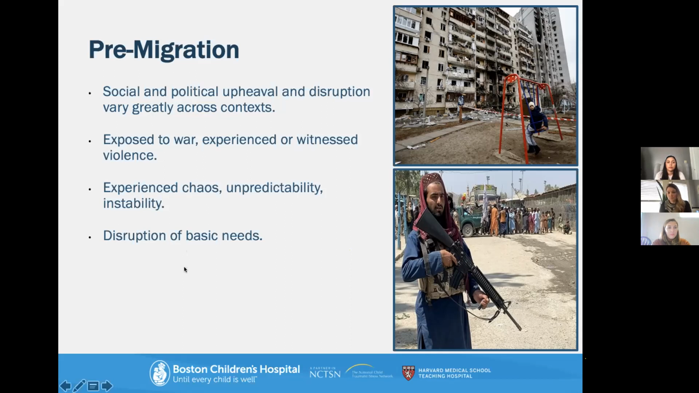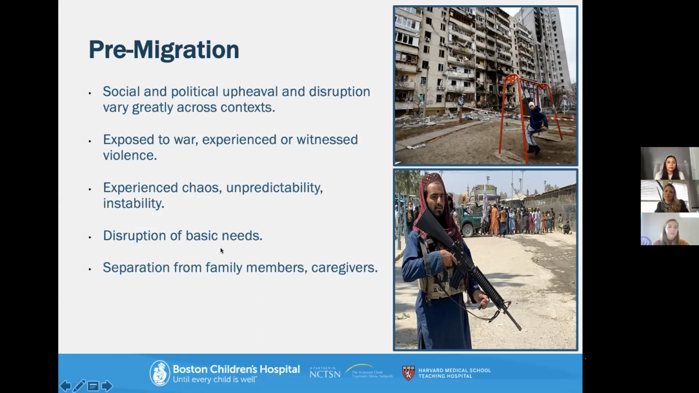There's often disruption of basic needs, right? It's not uncommon for kids to stop going to school, that schools shut down, that there is lack of access to food and shelter, that many live in bomb shelters for sometimes weeks, months, and years. And as you can see here, the top photo is actually current Ukraine. So often your home is unlivable. Or the photo at the bottom is from current Afghanistan, where seeing and witnessing police and military on your streets becomes a normal part of life.